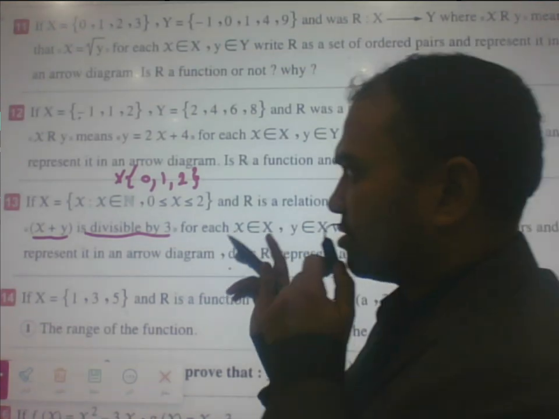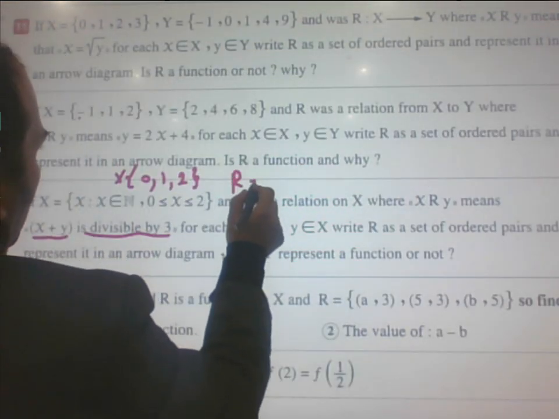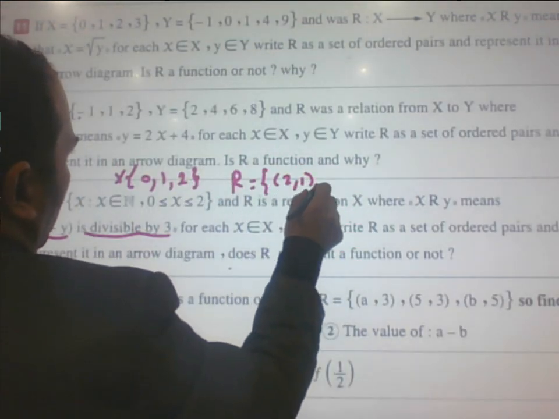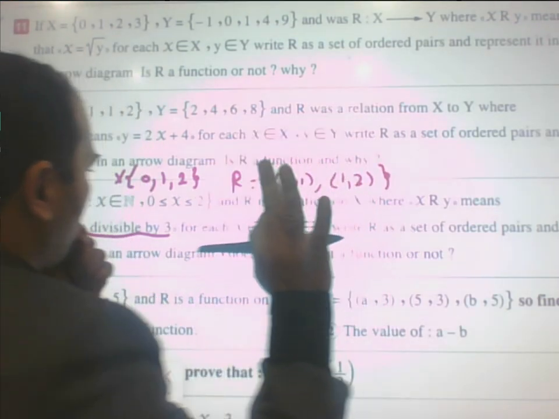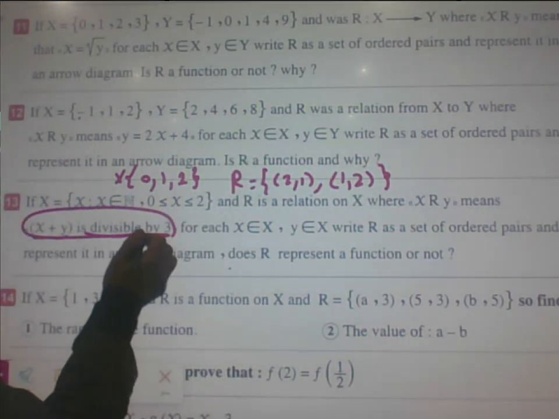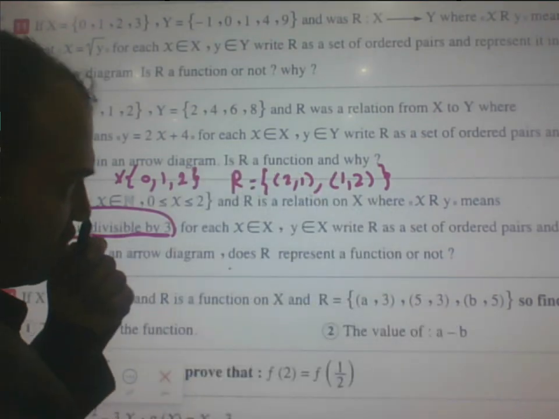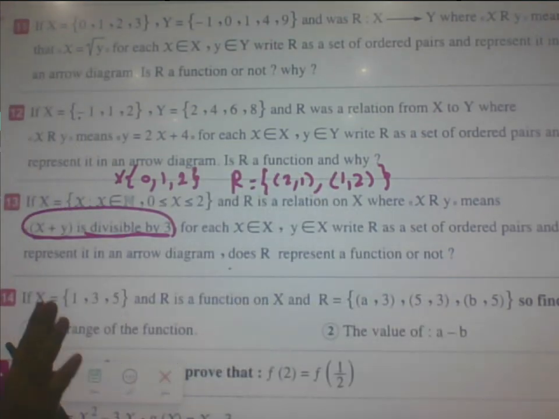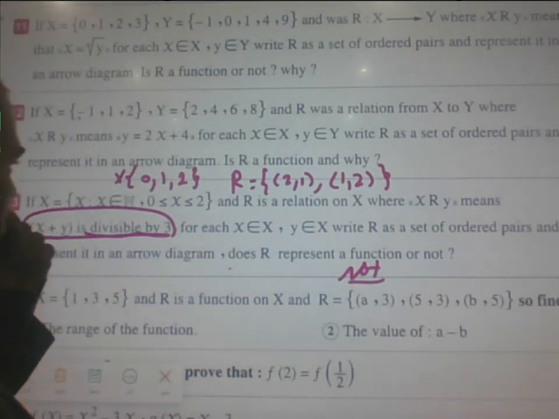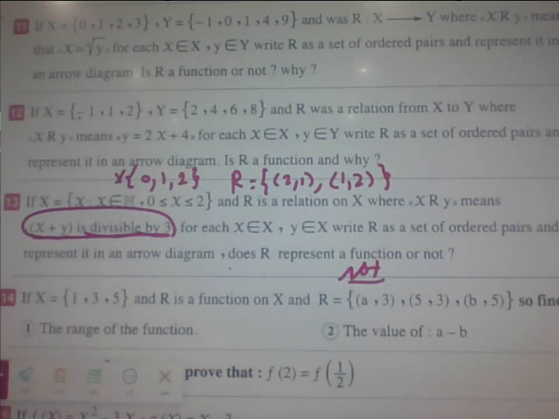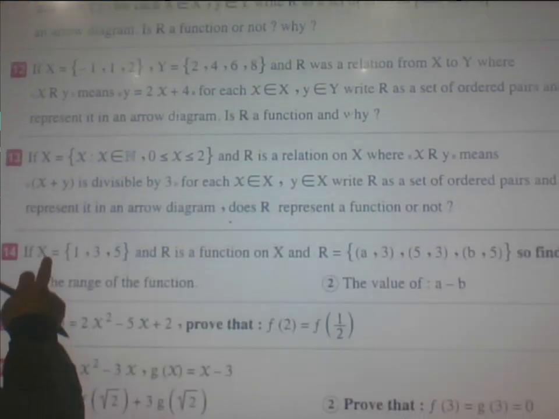Who can tell me? Two numbers, 2 and 1, and also 1 and 2, because the summation between 1 and 2 is 3, and 3 is divisible by 3. You want to find the pairs where the summation between two numbers can be divided by 3. Okay? Then the relation is not a function, because the element like 0 has no image in y.